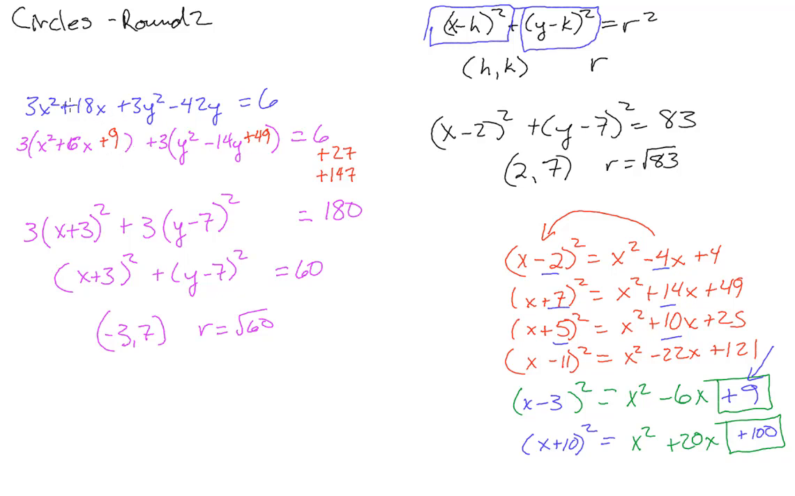Now we should note that we could have divided everything by that 3 to begin with. The other thing we should note is that if we have the 3 in front of the x² and the 3 in front of the y², if they would have been different numbers at all, this would be an ellipse, not a circle.